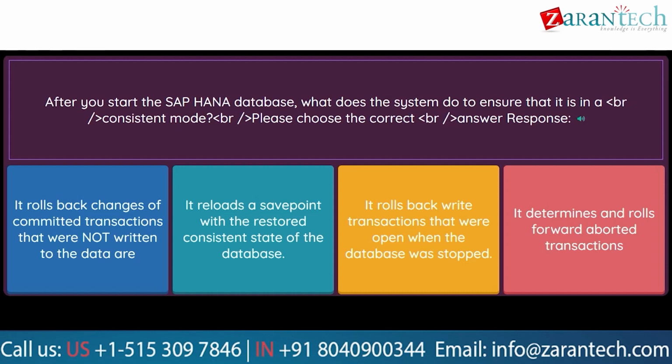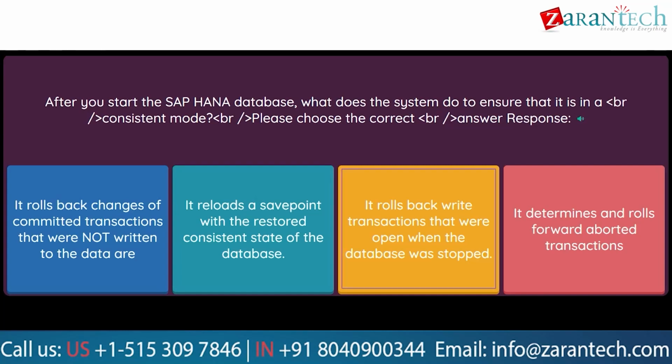Question: After you start the SAP HANA database, what does the system do to ensure that it is in a consistent mode? Please choose the correct answer. Response: Option 1 It rolls back changes of committed transactions that were not written to the data area. Option 2 It reloads a savepoint with the restored consistent state of the database. Option 3 It rolls back write transactions that were open when the database was stopped. Option 4 It determines and rolls forward aborted transactions.